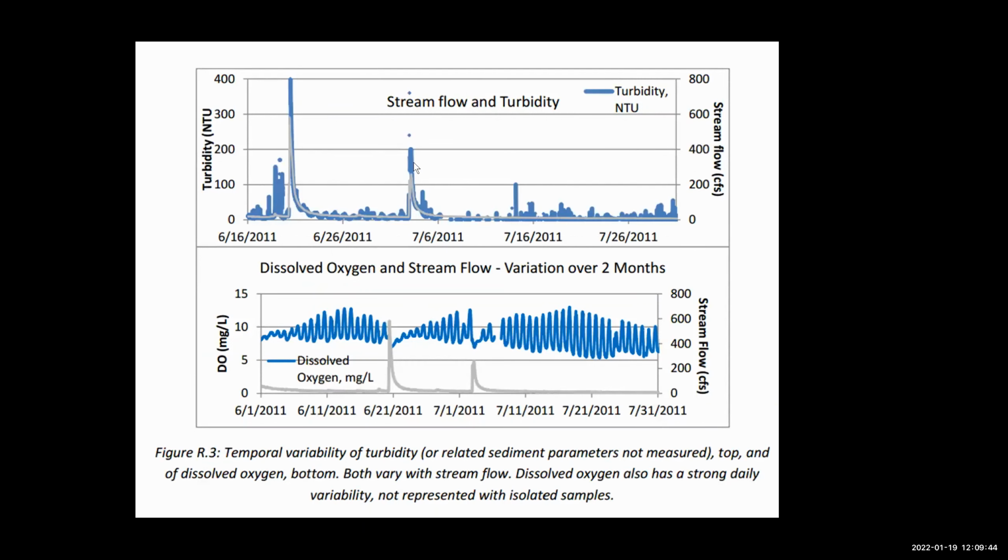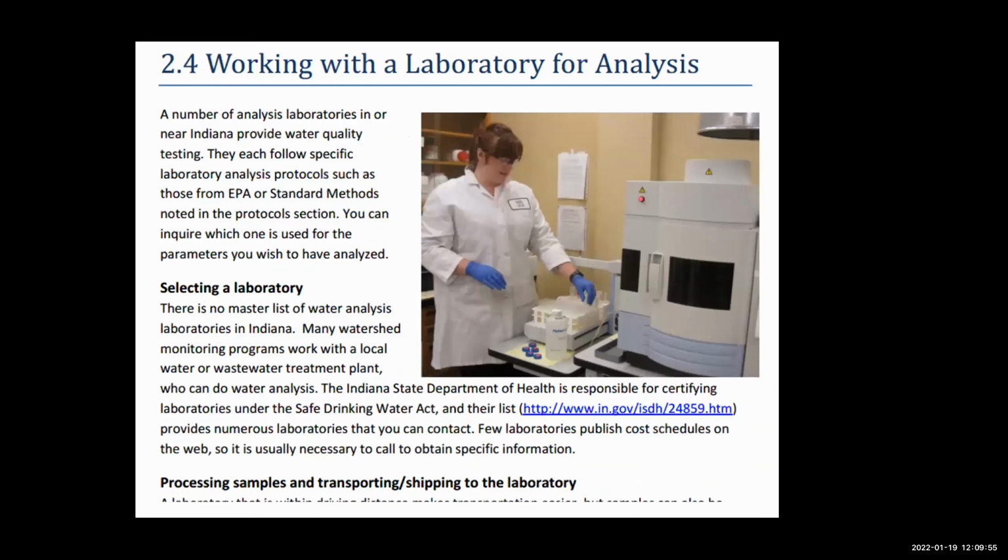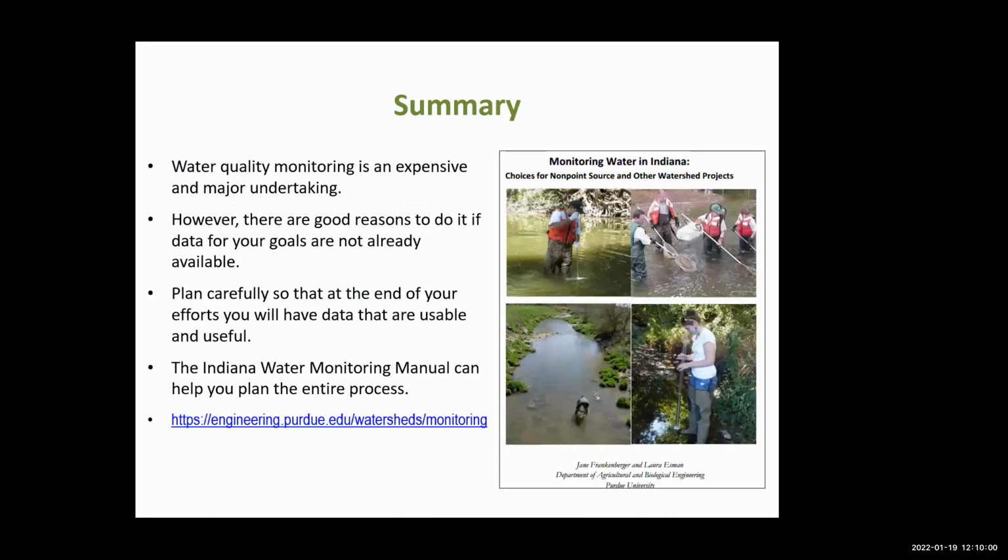And here's some other things. Turbidity, here's biological oxygen demand. It goes up and down every day. So one measurement by itself, really not that useful. People measure it, but I think it's really hard to make sense of it. We give some information on working with a lab. I'm not going to try and go through this, but just to say it's here in the monitoring manual.